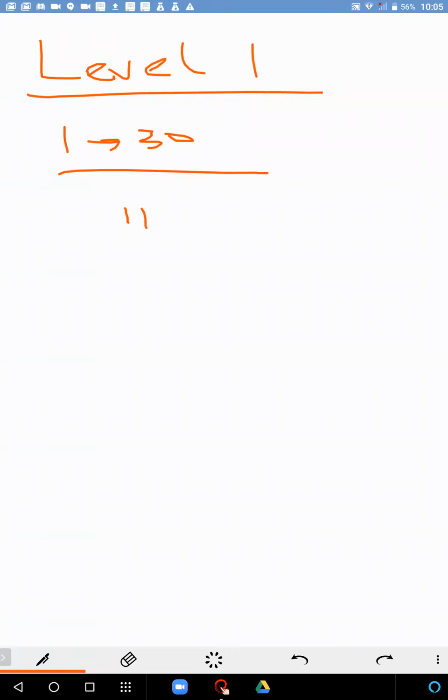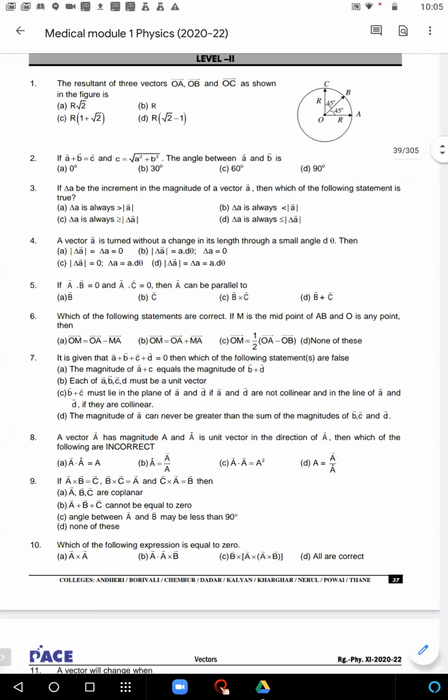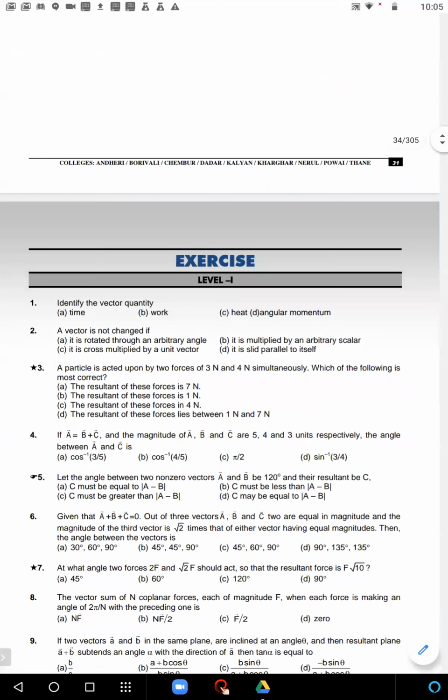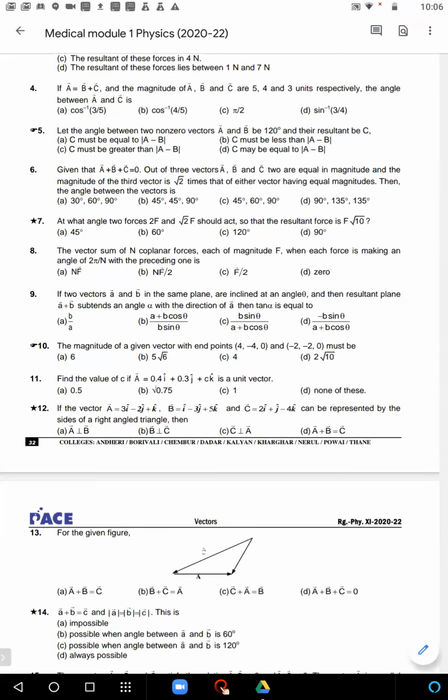11:30 itself. Okay. Seven. Okay. 25. Okay. 26. Okay. Yeah.